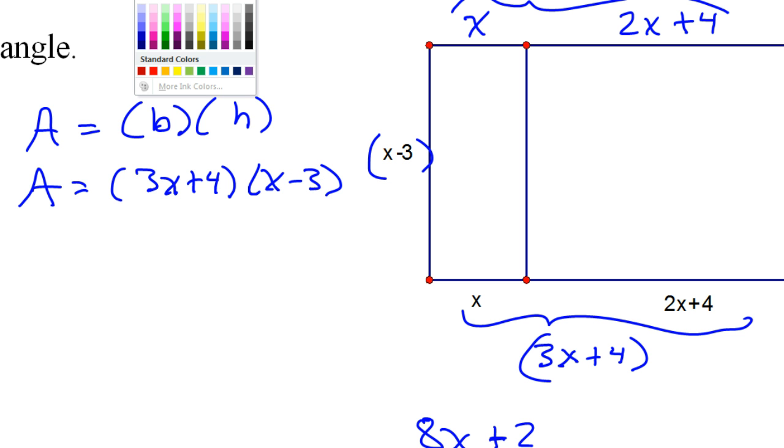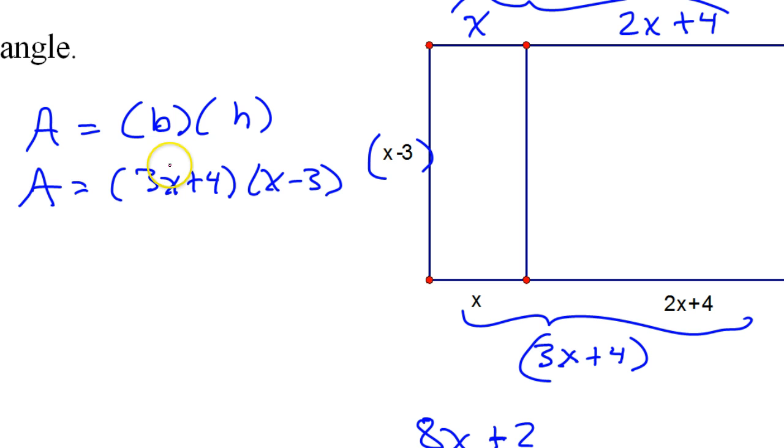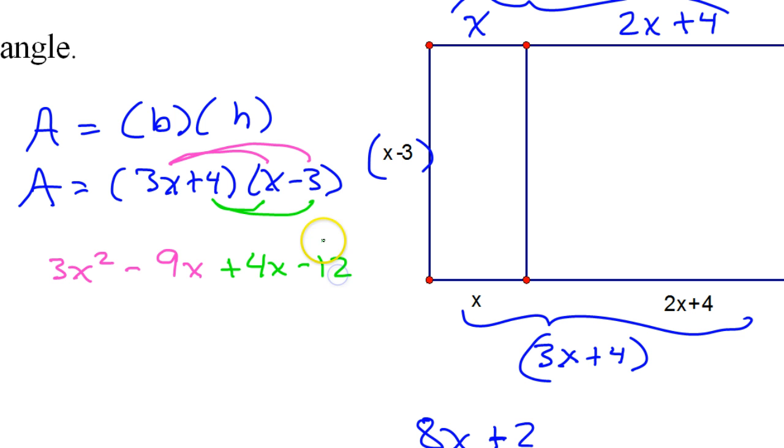And as we just learned, it's all about the double distributive property. So we will do 3x times x and 3x times negative 3. So 3x times x will be 3x squared. 3x times negative 3 would be negative 9x. Alright? And then we will distribute the 4. So 4 times x is 4x, and 4 times negative 3 is negative 12.